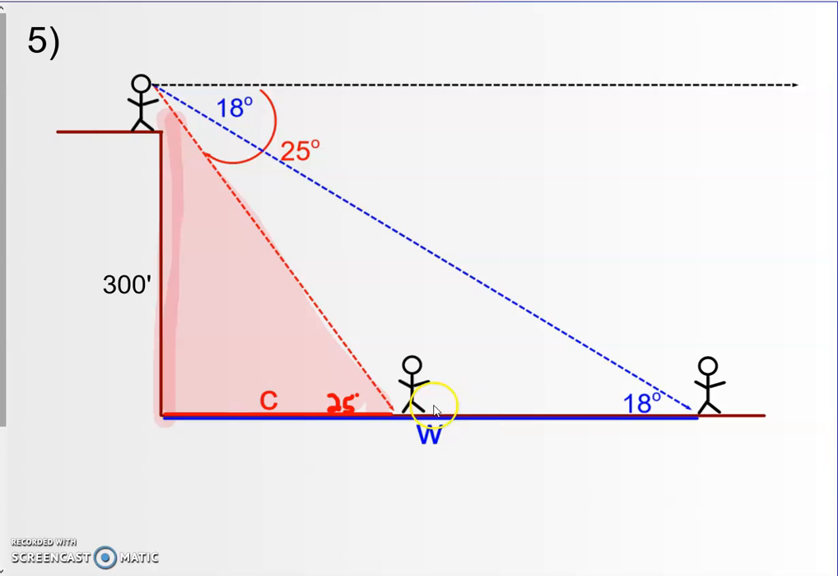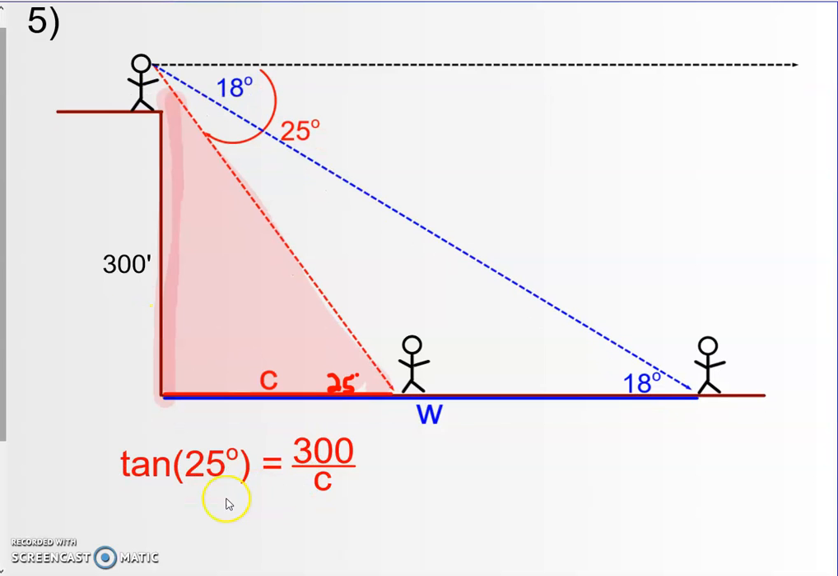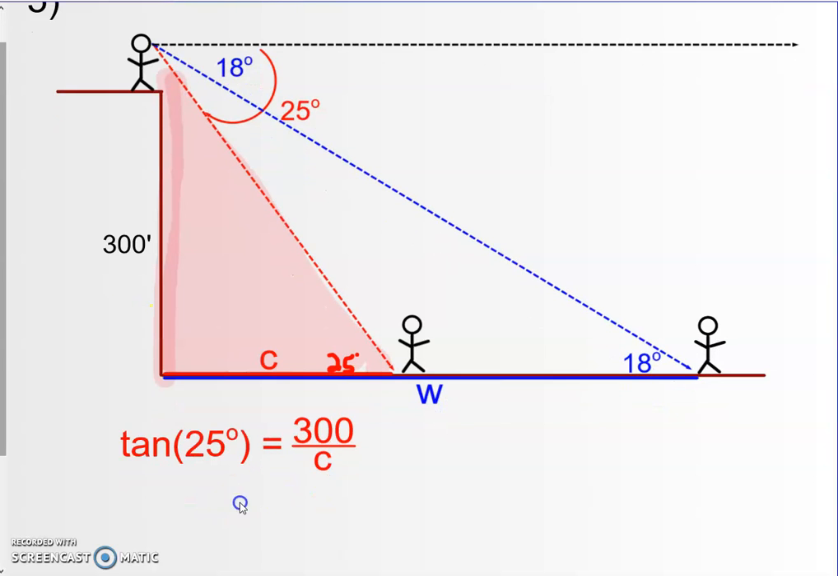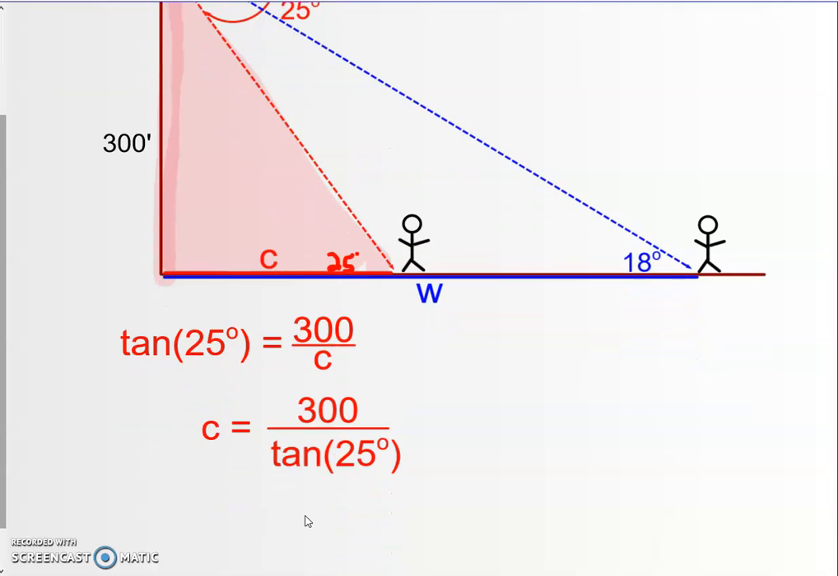So the distance between Wesley and Camille, I can't find directly. But look at what I can find. I can use the tangent function. Tangent of 25 is the opposite over the adjacent. And I can find Camille's distance here by taking 300 divided by the tangent of 25. And that tells me that Camille is about 643 feet from the bottom of the cliff.